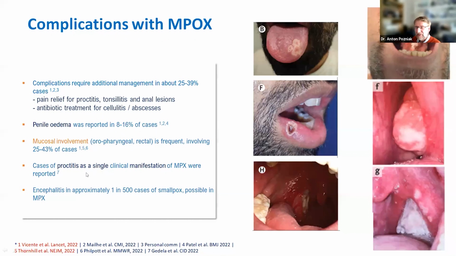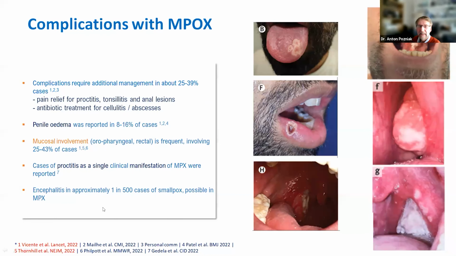And proctitis. Some people can present with proctitis, and you look inside the rectum and you can see a single large ulcer. Obviously, though these are usually painful, you have to exclude syphilis. You have to exclude various forms of chlamydia, and you also have to make sure they haven't got any other STD. But now one of the differential diagnoses is monkeypox.